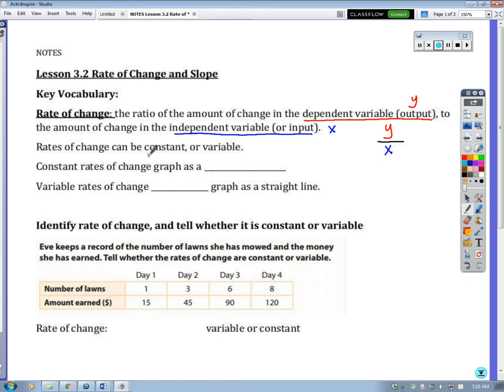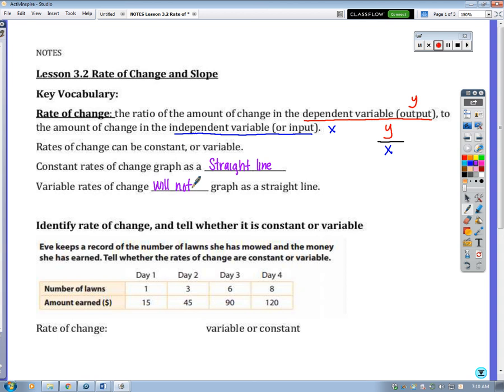Constant rates of change, when you graph them, will make a straight line. Variable ones will not, which is what we've got down here. Constant rates of change as a graph will make a straight line. Variable rates of change will not graph as a straight line.